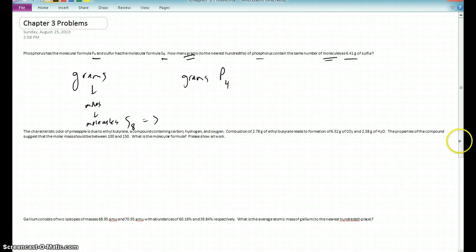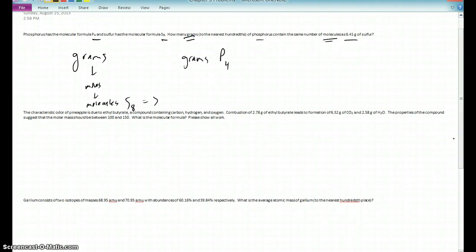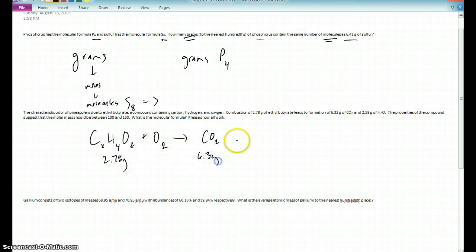Next up, this is a classic kind of AP type problem. We've got ethyl butyrate, which is a compound that has carbon, which we don't know how much, hydrogen, and oxygen. And combustion, so you should know combustion means reacting with oxygen, produces, and we know we have 2.78 grams, and this produces carbon dioxide, 6.32 grams, as well as water, 2.58 grams. So we don't know the balanced chemical equation here, but we do have enough to figure out how many moles we have of each of these substances.